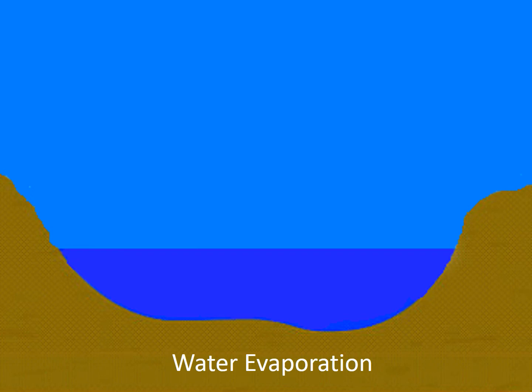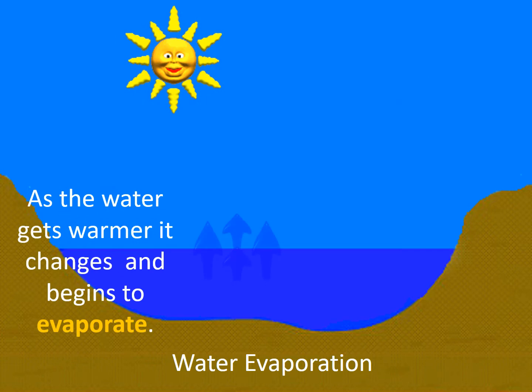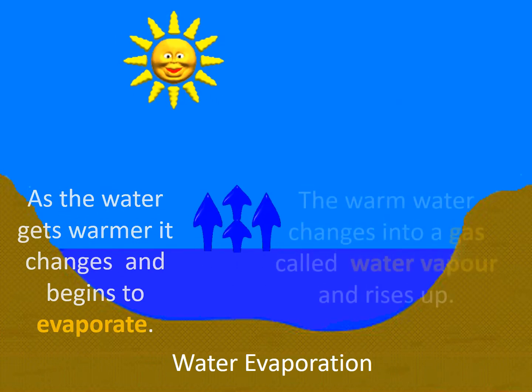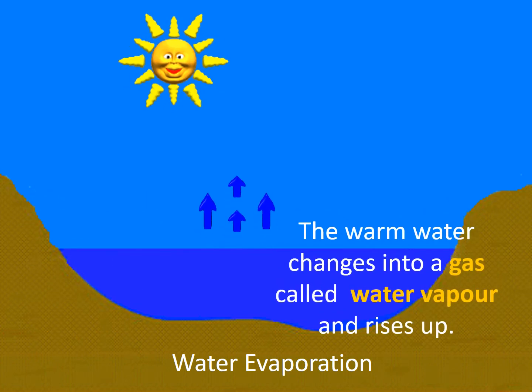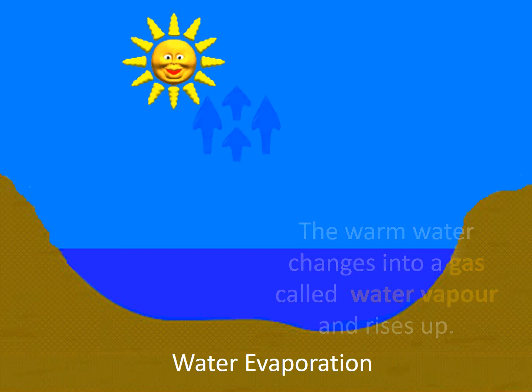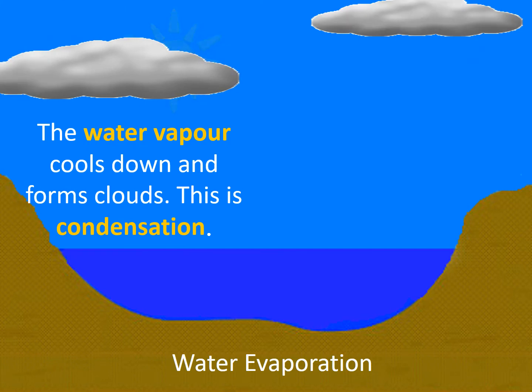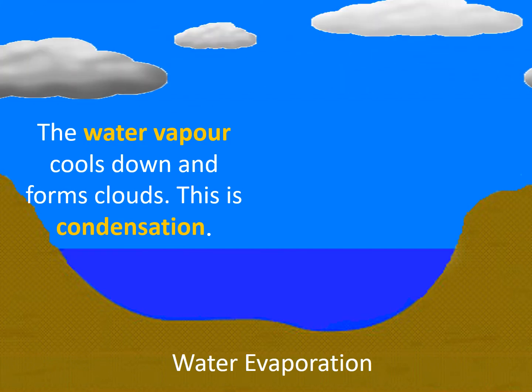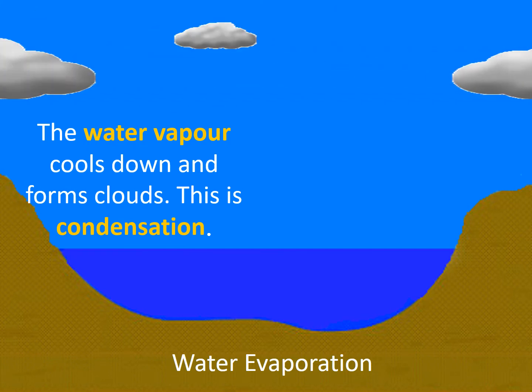Just to recap, when we think about our bodies of water, our rivers and our oceans, we will be looking at the process, first of all, of evaporation. So the water is a liquid, and it is the heat from the sun that actually warms the surface of the water. And as it gets warmer, it changes and begins to evaporate. And what's happening there is the liquid is turning into water vapour, and this will rise up into our atmosphere. Of course, when it gets into that colder atmosphere, it cools down and it forms clouds. And this process is called condensation.